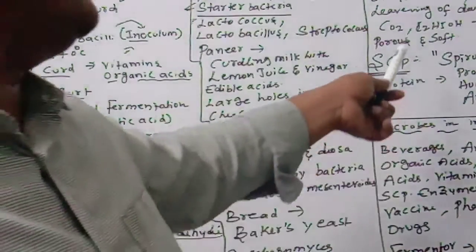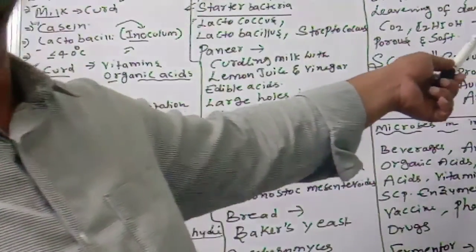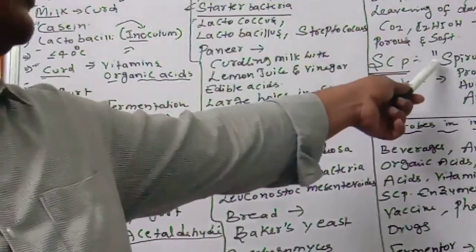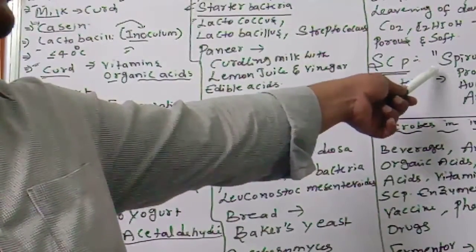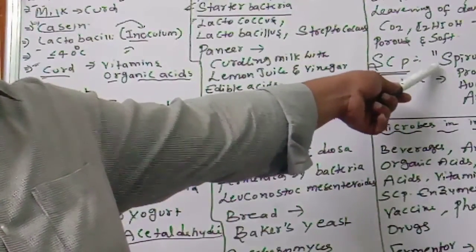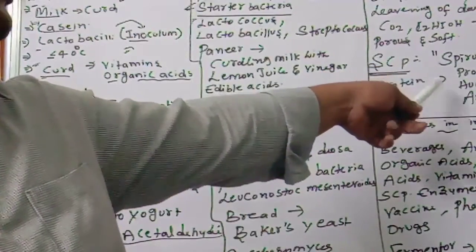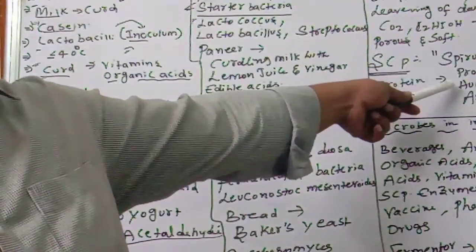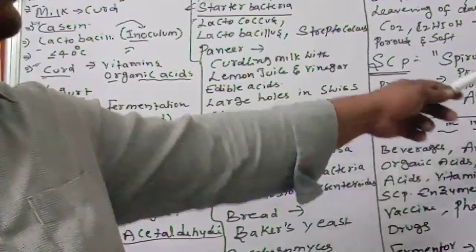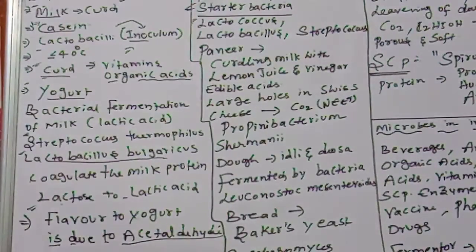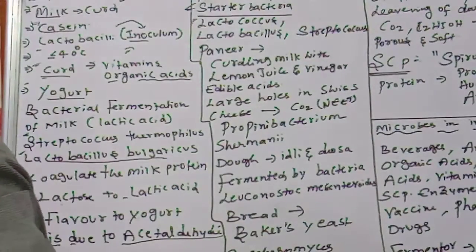Which microorganism gives Spirulina? Spirulina is an alga, and it produces single cell proteins. These proteins are a rich food for humans and helpful for humans, and also used as animal feed.